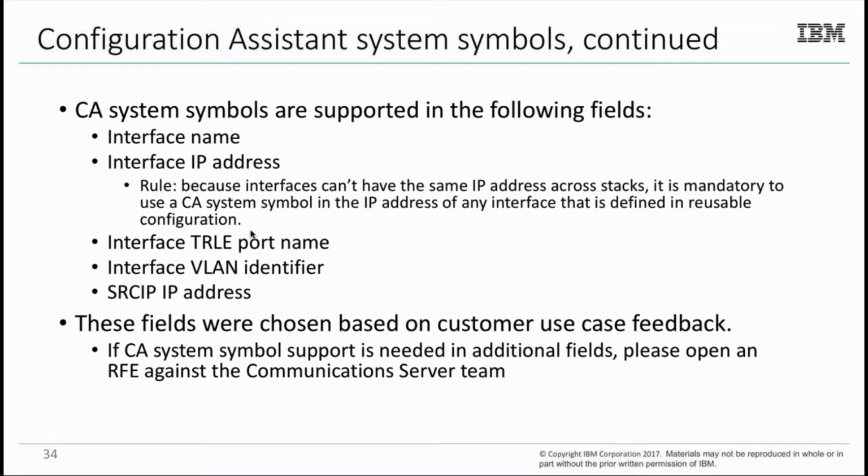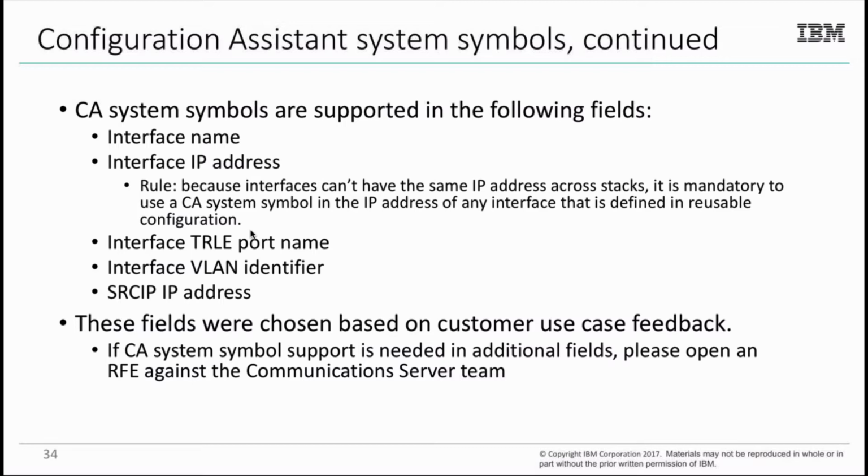So the interface name can be or contain a symbol. The interface IP address can be or contain a symbol. Ignore that rule for now, I'll talk about it later. Interface TRLE port name, interface VLAN identifier, SRC IP address, they can all be or contain symbols. And when I say interface name and interface IP address, I'm talking about anywhere an interface name or interface IP address is referenced.